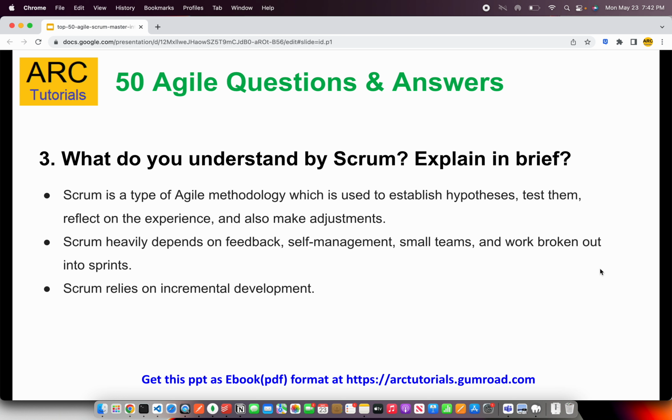So this is more of a polished version, but if you have to explain, you can say that Scrum is heavily feedback driven. That means you get feedback after every iteration, you keep improving in every iteration, and you keep incrementing your product every 2 weeks. It's a type of Agile methodology used to establish hypotheses and quickly test them. So you produce an output every 2 weeks, then you test it, and you keep growing your product. That is the basic understanding that you should explain about Scrum.